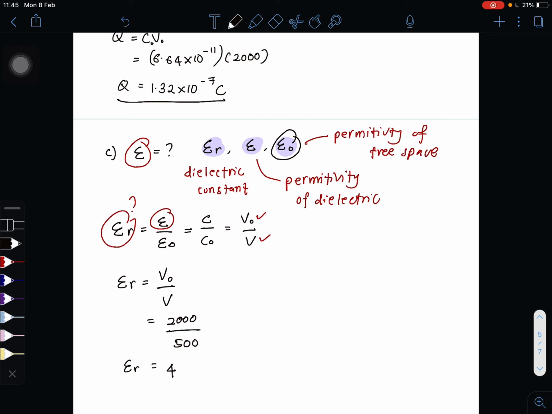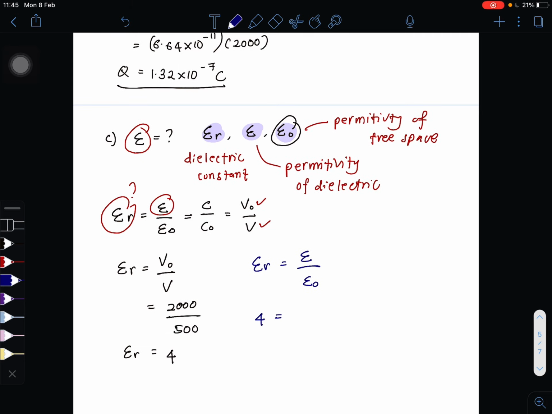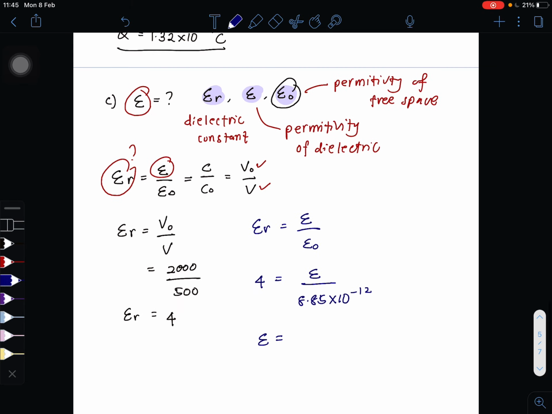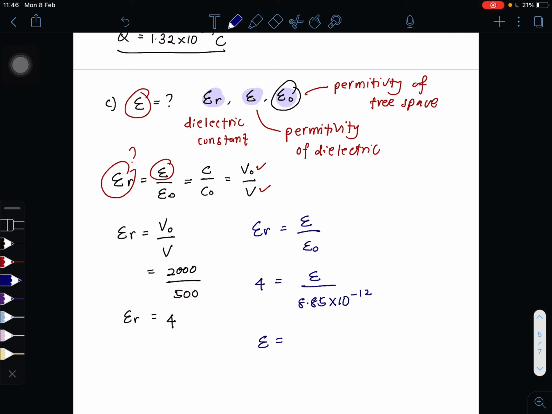So in that case, we can find the value for the dielectric. So epsilon R is equal to epsilon divided by epsilon naught. Here will be 4, this one is the value that we want. And then epsilon naught is a constant value, which is 8.85 exponent negative 12. So we get the permittivity of dielectric, which is equal to 3.54 exponent negative 11, coulomb square per Newton per meter square.